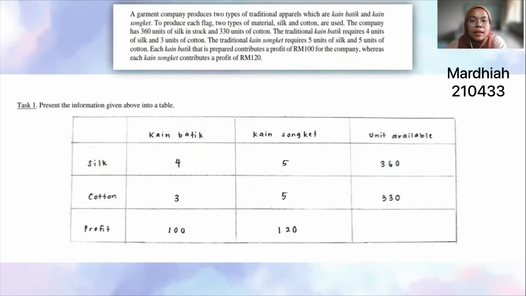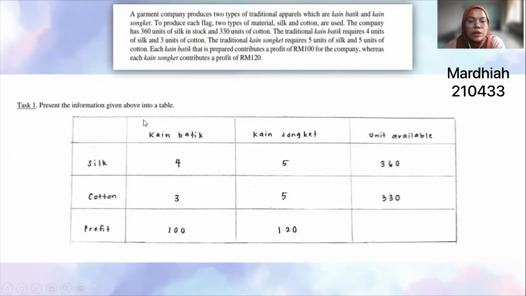The traditional kain batik requires 4 units of silk and 3 units of cotton. The traditional kain songket requires 5 units of silk and 5 units of cotton. Each kain batik that is prepared contributes a profit of RM100 for the company, whereas each kain songket contributes a profit of RM120. So for the first task, we need to present the information given above into a table. So from the question, we need to transfer all the information that we have into a table.